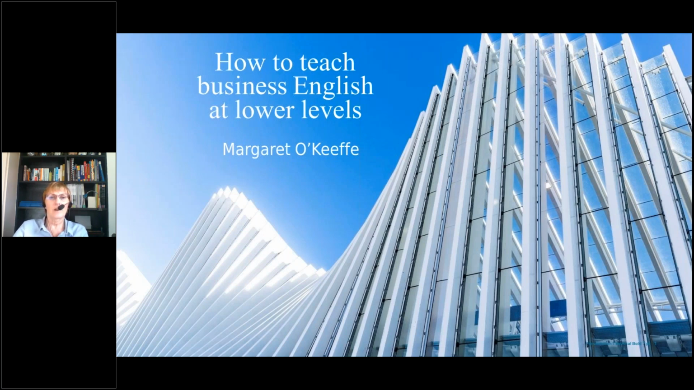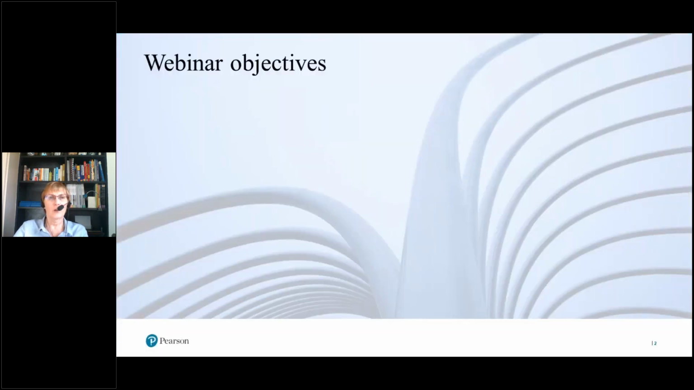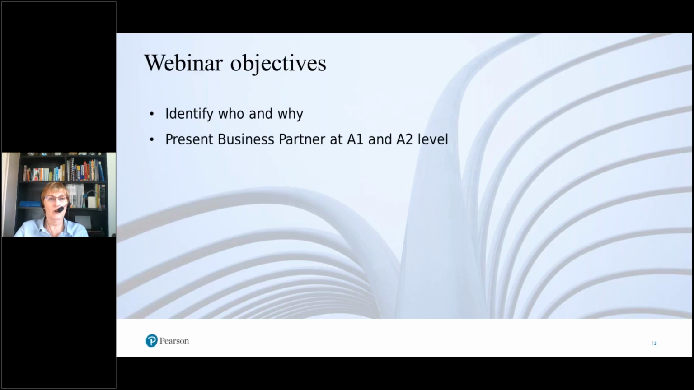So the plan for today is as follows. I'm going to look at some learner profiles of the type of low-level students that I teach, and you can compare that with your own, see if it's something similar or something different. And then I would like to introduce the approach and the configuration of Business Partner at the A1 and A2 levels, and particularly draw attention to the key differences between the lower levels and the other six levels in Business Partner.